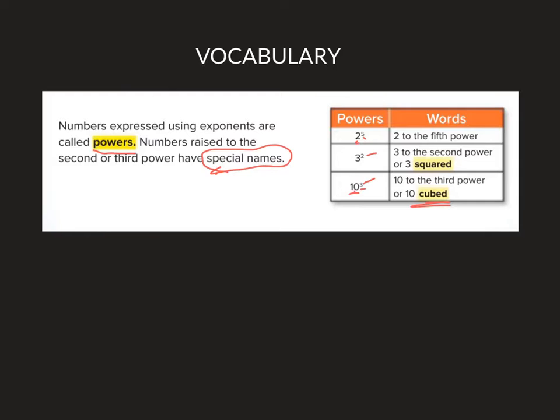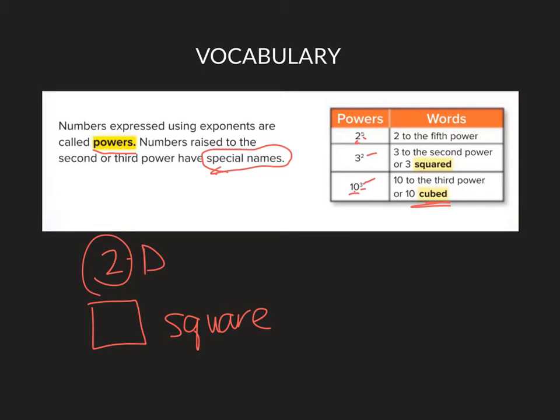Okay, so how I remember that is if I think of a 2D shape and I write it on a piece of paper, it is a square. 2D square. So whenever there's a 2, we call it squared. If I have a 3D square shape, that's called a cube. So that's why we call it cubed, because it is a 3D shape. So please remember to write these down, the special ones of cubed and squared. And also remember, I would say this as 2 to the 5th power.